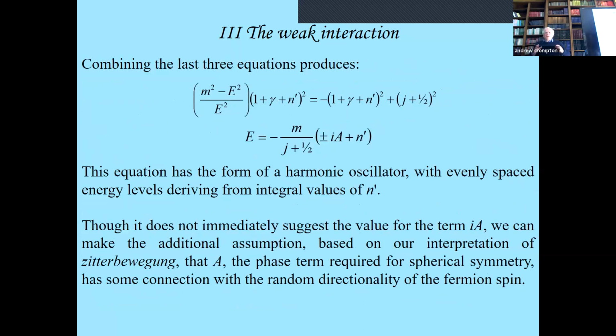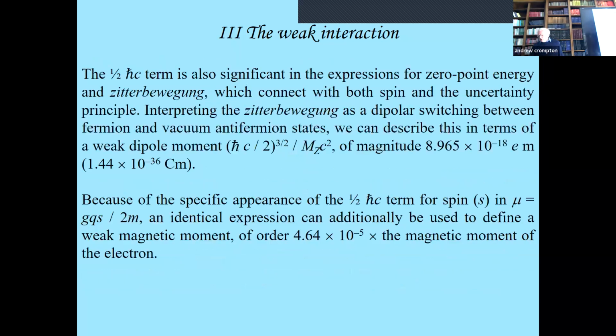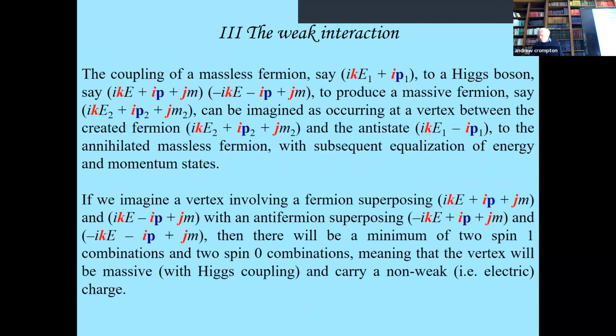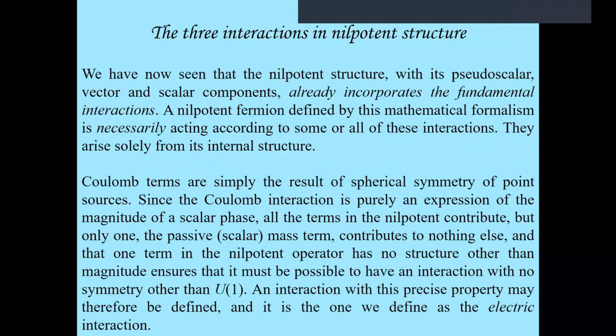Any combination, in other words, will give you a harmonic oscillator. It's because you're combining different ones that you get that. And that's what the weak interaction is all about, combining different ones. I'm not going to do the details of that because that's quite involved. But you get a harmonic oscillator.